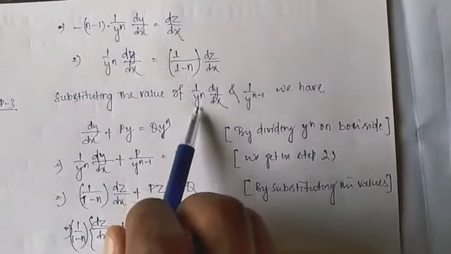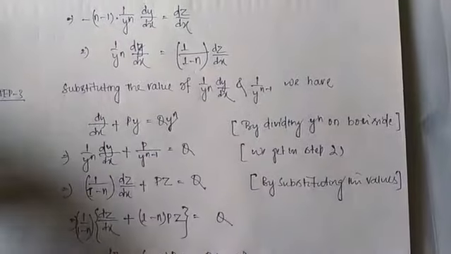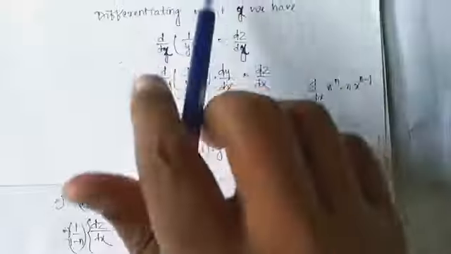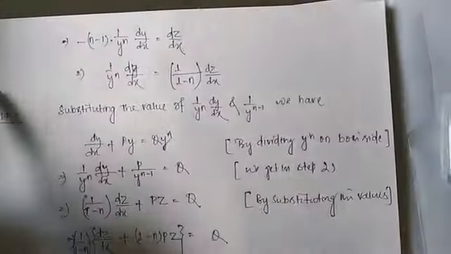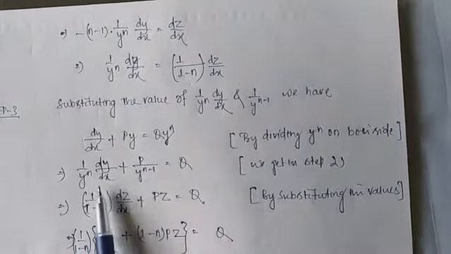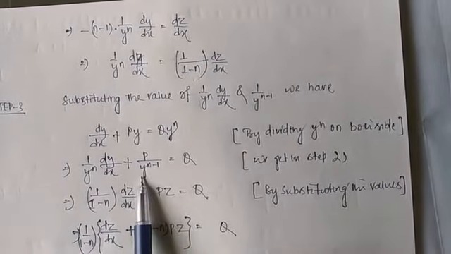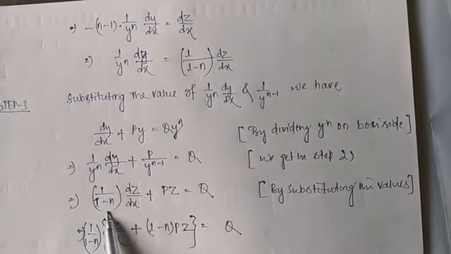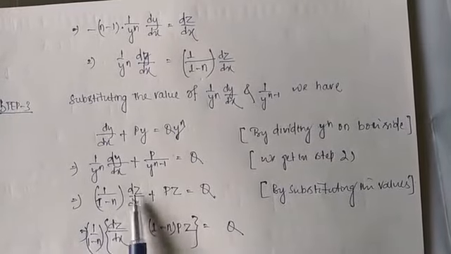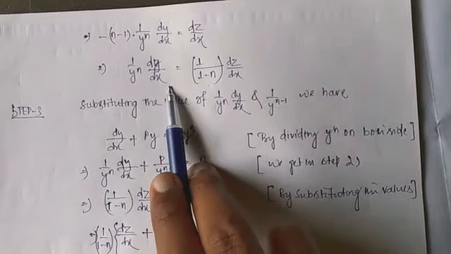Substituting the value of 1 by y to the power n dy by dx, that means this, and 1 by y to the power n minus 1, whose value is z. Substituting these two values, what can we have? We have 1 by y to the power n dy by dx plus p divided by y to the power n minus 1, that into q, equal to 1 by 1 minus n dz by dx, by substituting the value of 1 by y to the power n dy by dx.